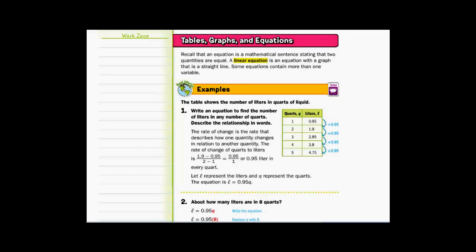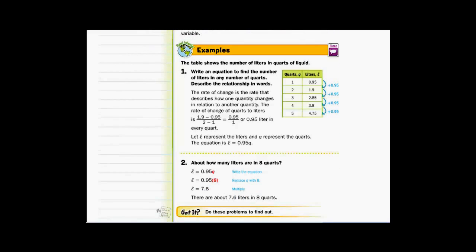It says the table shows the number of liters in quarts of liquid. So write an equation to find the number of liters in any number of quarts. Describe the relationship in words. So if you look at this, for 1 liter, it's 0.95. So for 2 liters, it's just going to be double that. They're adding 0.95 every time, right?